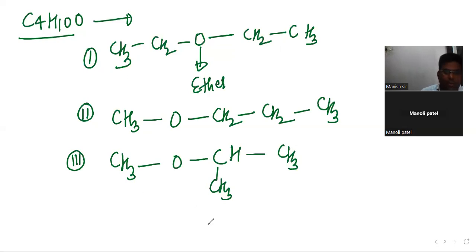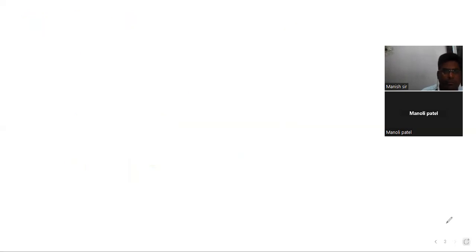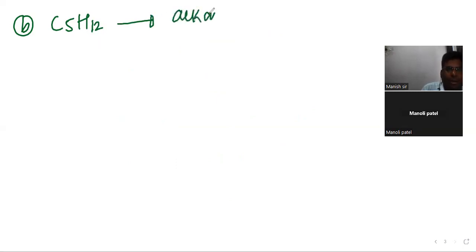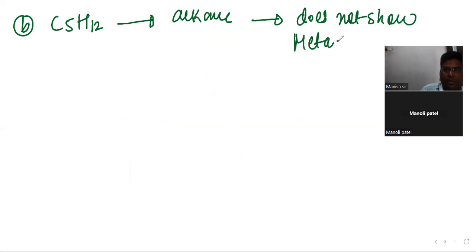Now see the second option. It is given as C5H12. There is no O, and it comes from the alkane family. Alkane doesn't show metamerism. For showing metamerism, I have explained the 4 compounds, and it was not there.